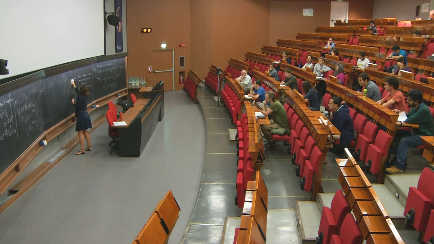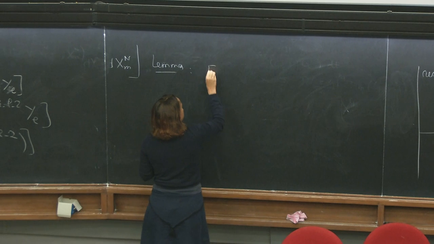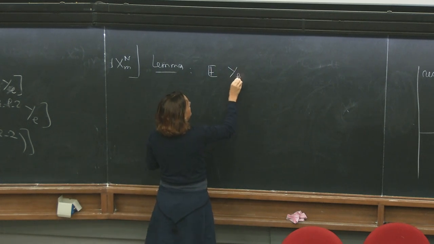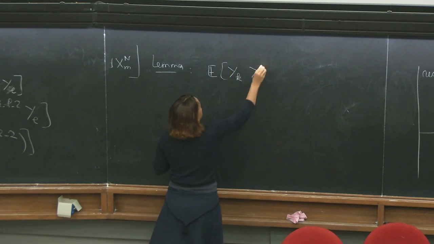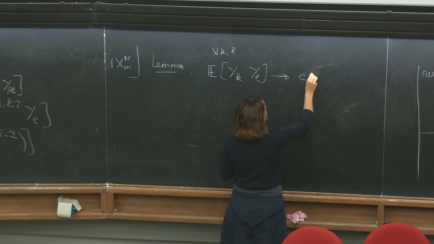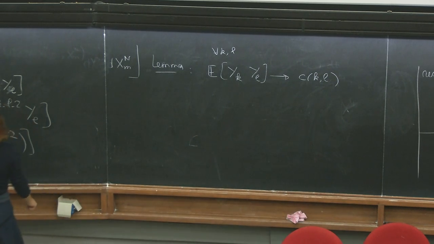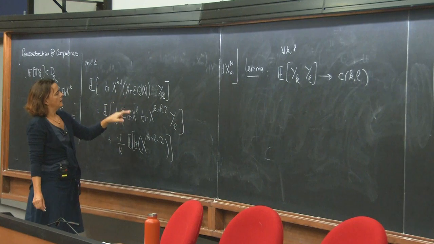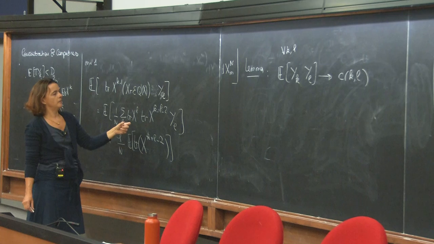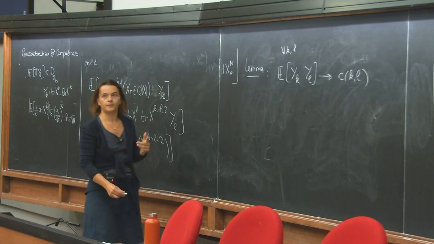And so how do I get convergence first of the correlation? Okay, so the lemma would be that, if I take any k and l, this converges towards some C_{kl}. Okay, so I look at this equation, and what I want to do is to have some equation of the moments of the y's. Okay, so I'm going to recenter it.